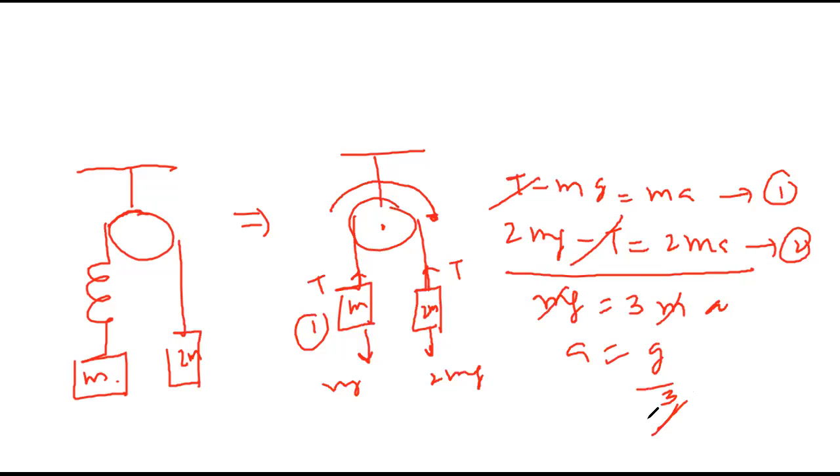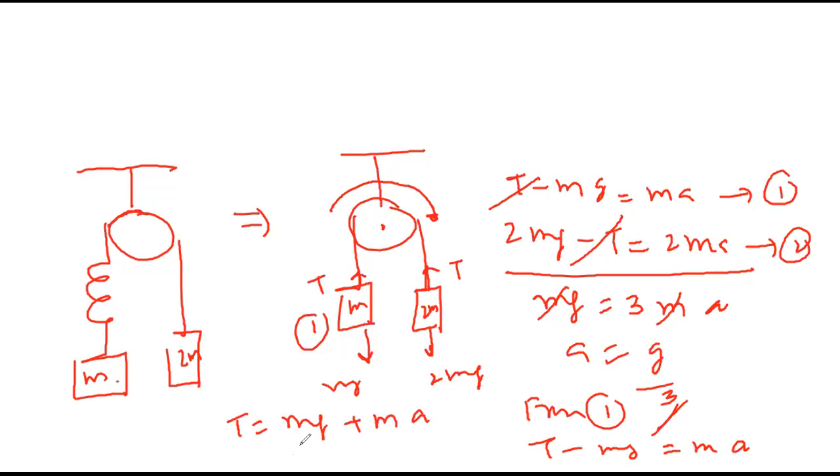We are interested in elongation. a is g by 3. Any doubt till here? No, sir. Now from equation 1, T minus mg is ma, so T is mg plus ma. That means T will become mg plus mg by 3. So I can say T is 4 times mg by 3. Just copy till this, one more line is there.